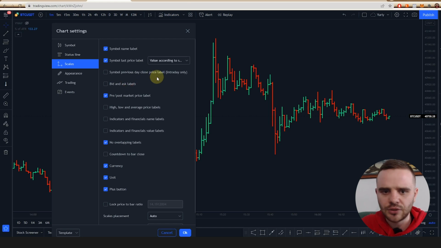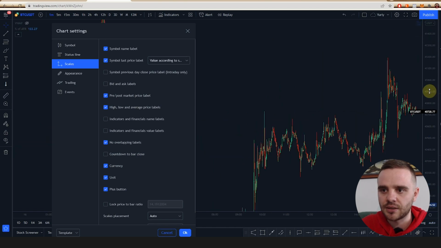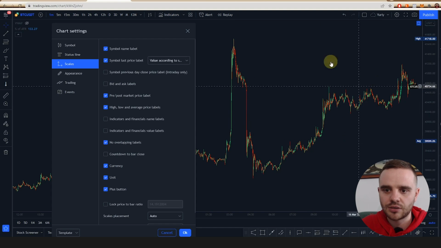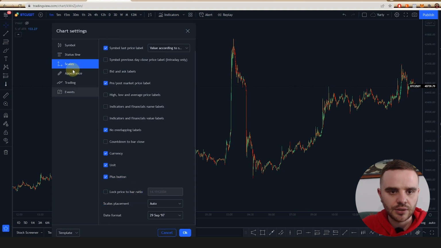Bid ask labels. You don't need them. Pre-post market labels. It's good. High, low, and average price labels. It depends on you. You can do it. As you can see, it will always change, depending on the markets you analyze. I don't have it. Currency. Notice this part, USDT. It shows us in what coins we trade Bitcoin. Unit and plus button. Log bar ratio. Other stuff we don't need.